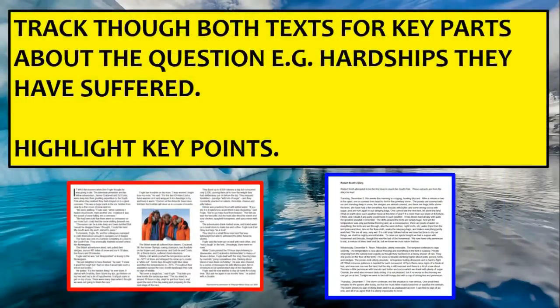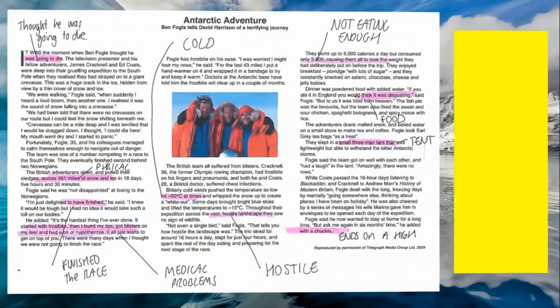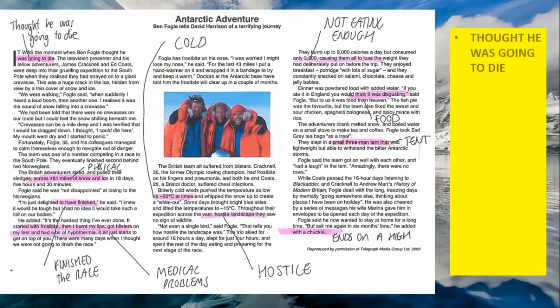So I want you to do now, do it together or pause the video, track through both texts, so go from start to bottom with the highlighter and look for key parts about the question. So just about the things they've suffered, and then highlight the key points. So here's my highlight, what I've highlighted. So I've highlighted thought he was going to die.